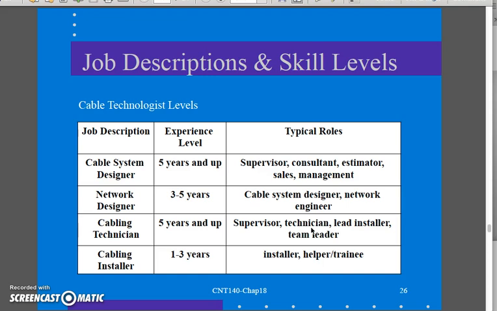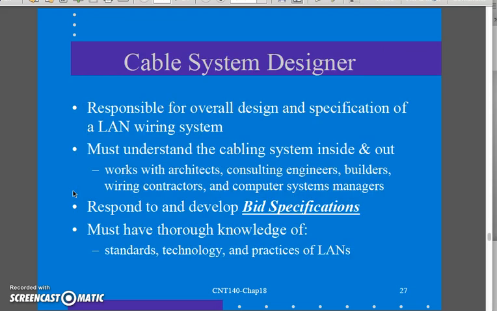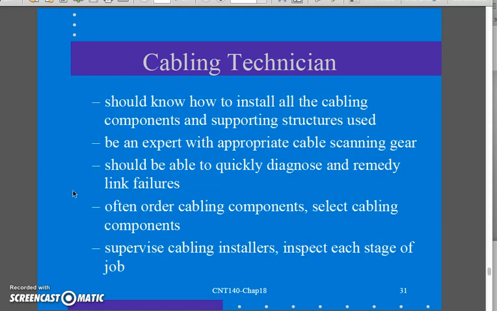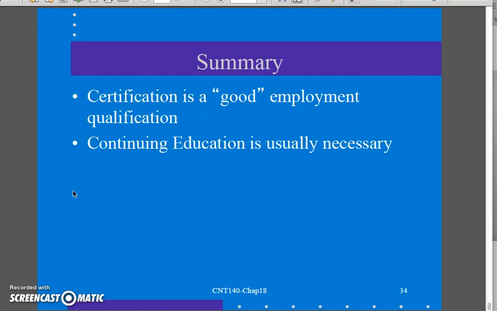Last little part of the chapter, they talk about a couple different jobs: designers, cable system designer, network designer, cabling technician, cabling installer, kind of going from the most experienced down to the least experienced. These would be some possible jobs that you encounter in the cabling installation area. So there's just a real quick overview of cabling certifications and training that you might run into down the road.